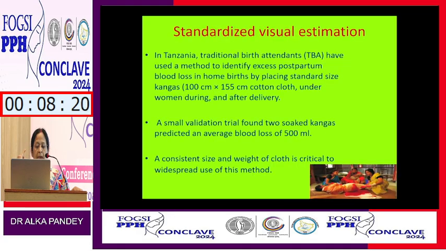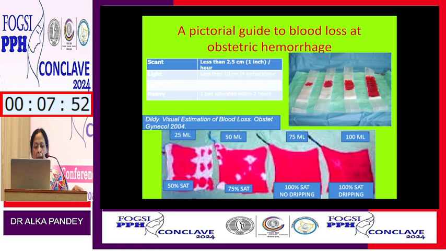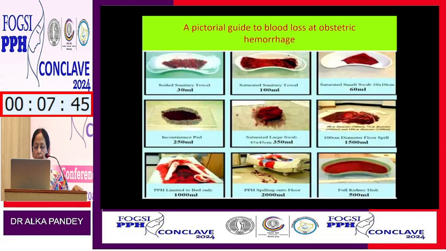So, in Tanzania, traditional birth attendants have used a method to identify excess postpartum blood loss in home births by placing standard size kangas, 100 centimeter by 155 centimeter cotton cloth, under women during and after delivery, and a trial found 2 soaked kangas predicted an average blood loss of 500 ml. A consistent size and weight of the cloth is critical to widespread use of this method. So this is a pictorial guide to blood loss at obstetric hemorrhage, and the staff and doctors have to be trained in this.